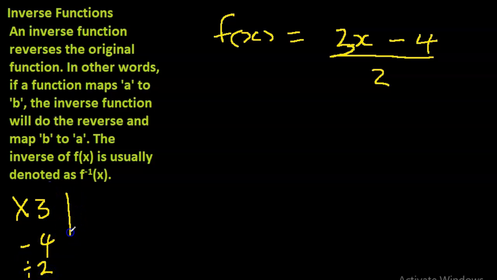In the inverse now, we're going to do the exact opposite of these operations, in the reverse order, that is. So the last thing that was done, divide by 2, so now we multiply by 2. Then plus 4. Then divide by 3.